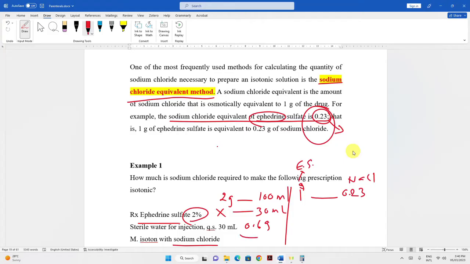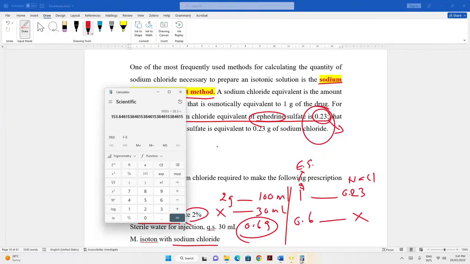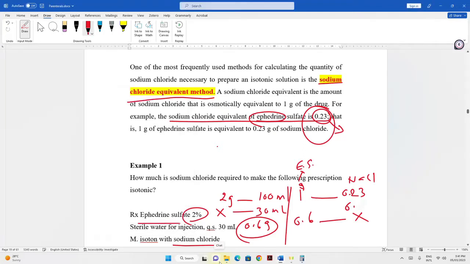Now, you know that in this preparation we're gonna use 0.6, not 1 gram, 0.6 gram from ephedrine sulfate. So how much will it be equivalent to, how much of NaCl? We'll do cross multiplication. 0.6 multiplied by 0.23 divided by 1, and it's equal to 0.138 gram. Okay, so the one I'm using is equal to 0.138 gram of NaCl in tonicity. Here I'm talking about tonicity, when I say equivalent.